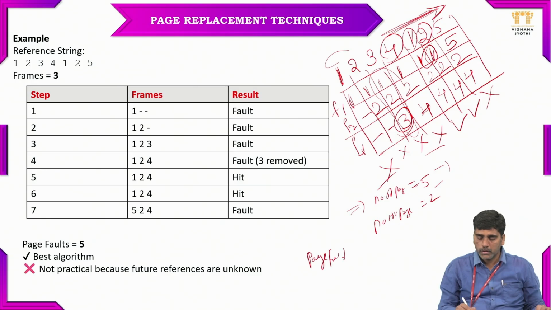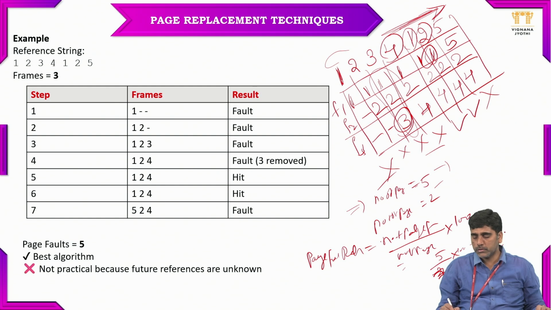So how do we find the page fault ratio? Page fault ratio equals the total number of page faults divided by the number of pages, into 100. So the total number of page faults is 5, divided by the total number of pages, 7, into 100. So 500 divided by 7 equals 71.4. That is the page fault ratio.